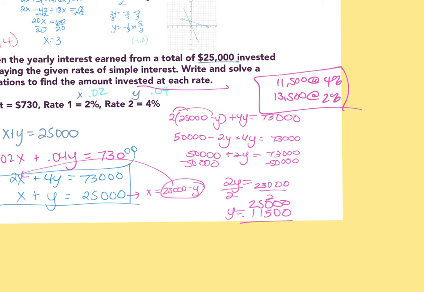You did 23,000 divided by 2. Yeah. What did that give you? 11,500. So that's your y, and then you plug it in. Right.